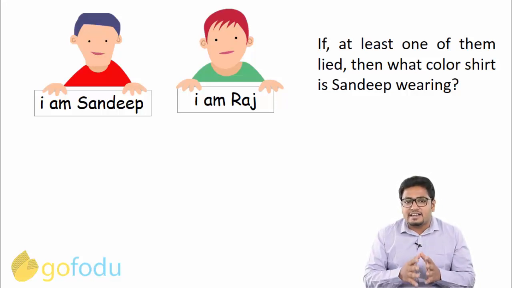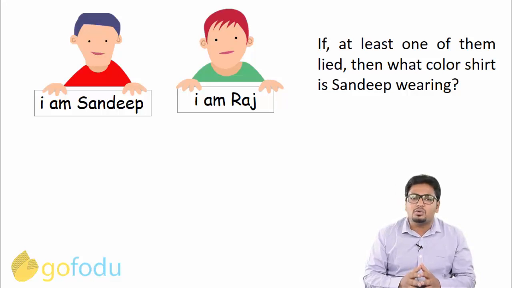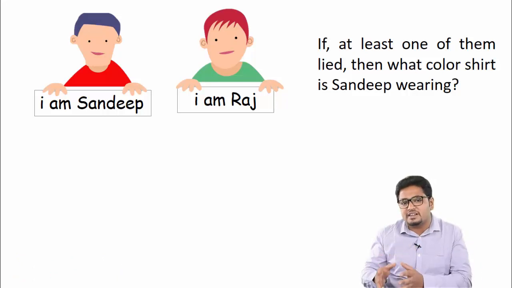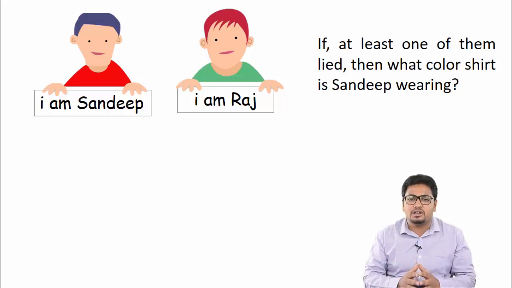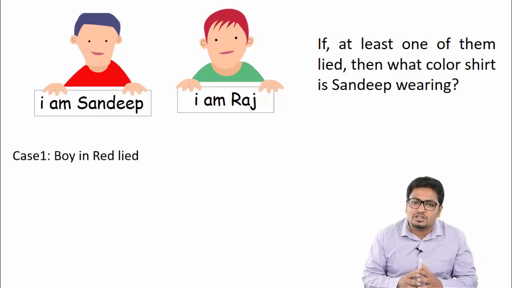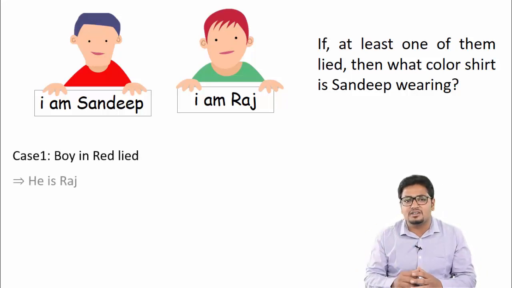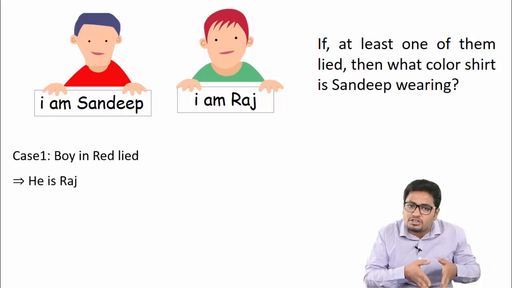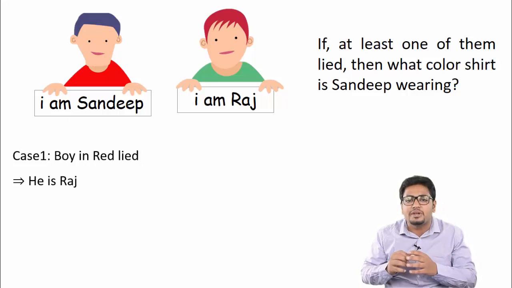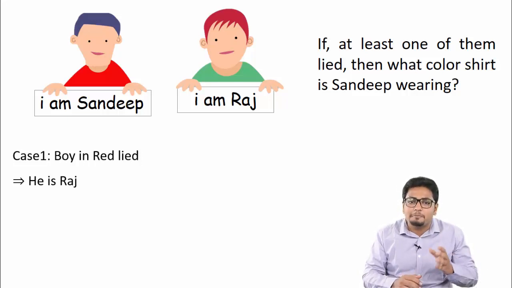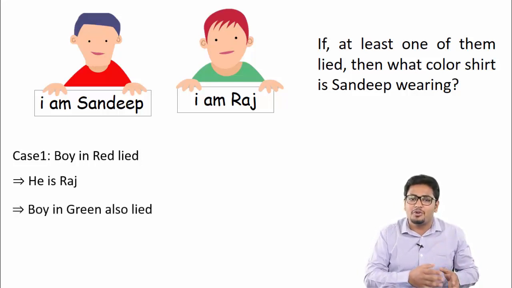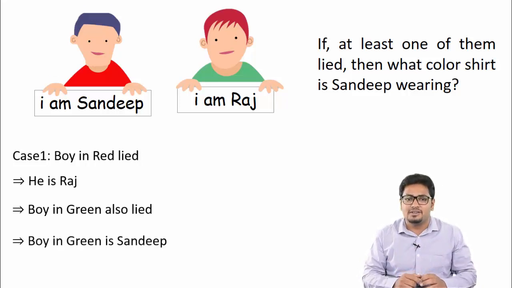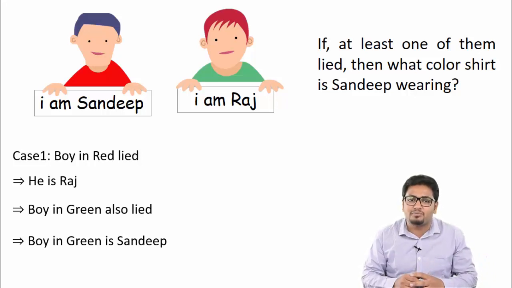Since we know that at least one of the boys lied, we need not consider the first case in which both of them were telling the truth. Now consider the case where the boy wearing the red shirt lied. It means his name is not Sandeep, which implies that he is Raj, and which further implies that the other person cannot be Raj, because the names of both the boys cannot be Raj. This means that the boy in green also lied, which in turn means that the name of the boy wearing the green shirt is Sandeep, and Sandeep is wearing the green shirt.